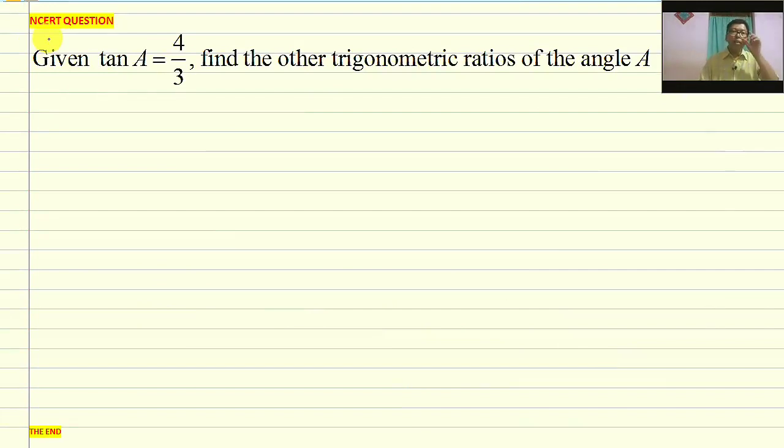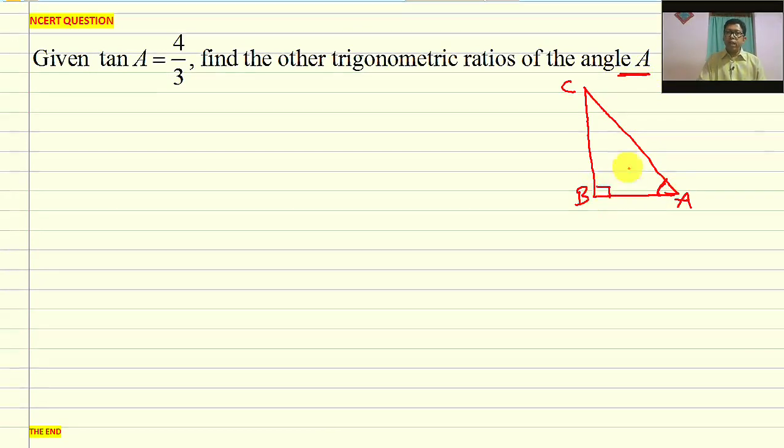What is given? Given that tangent of angle A is equal to 4 upon 3, find the other trigonometric ratios of the angle A. Okay, so again I want to change the ink color. Okay, red is taken. So you have to draw another triangle. Can I draw accurately? Yes, I'm trying. Say this is A, this one is B, and this angle is C. This angle A is considered because you have to find the trigonometric ratios with respect to the angle A. Angle B is considered as right angle, and AC is the hypotenuse, this is the opposite side with respect to angle A, and this one is the adjacent side of angle A.